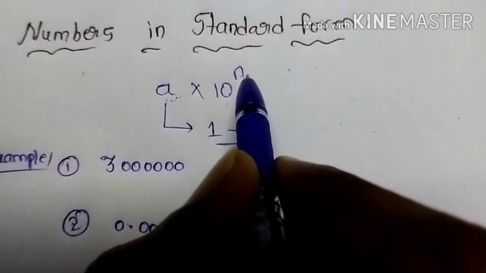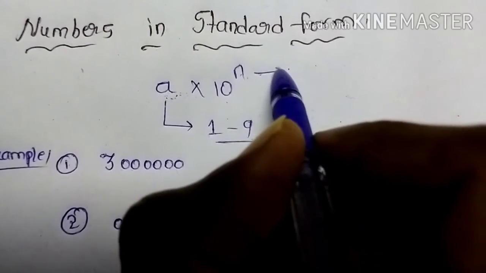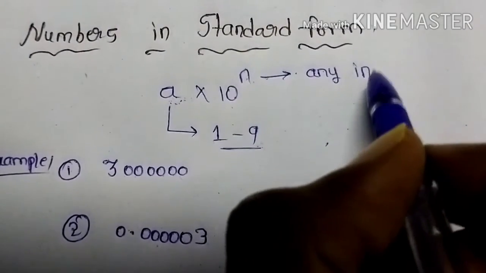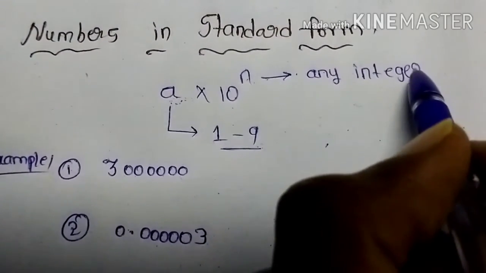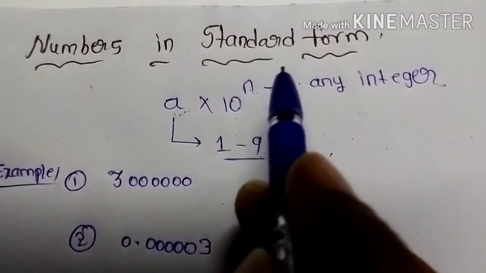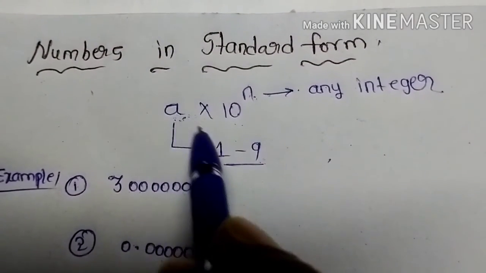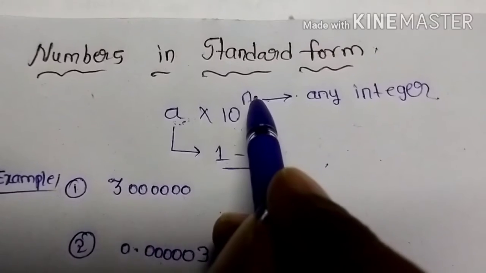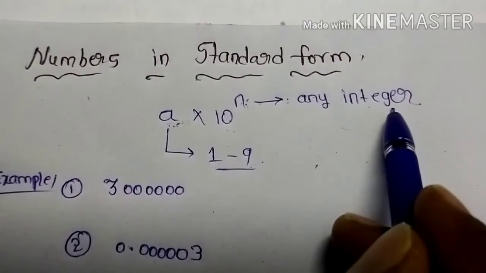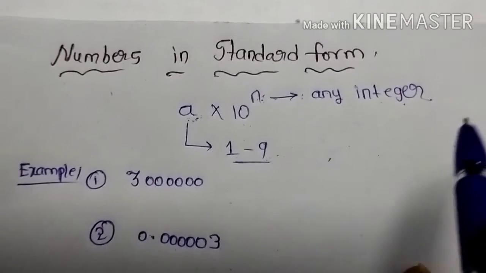Now 10 to the power n. Here n should be any integer. You can remember these very easy problems. The standard form of a number is a into 10 power n. Here a should be any digit from 1 to 9. Here n should be any integer, that may be a negative number, a positive number, or 0. Is it okay?